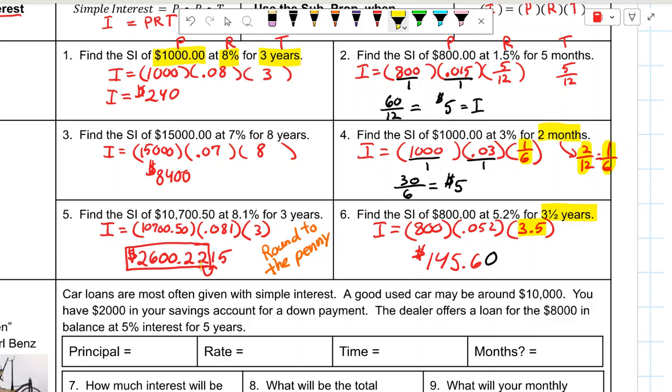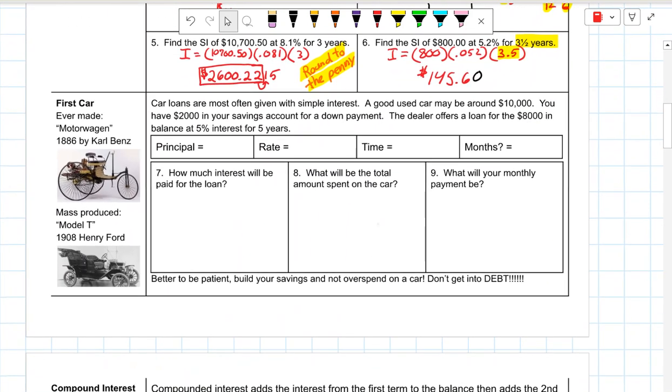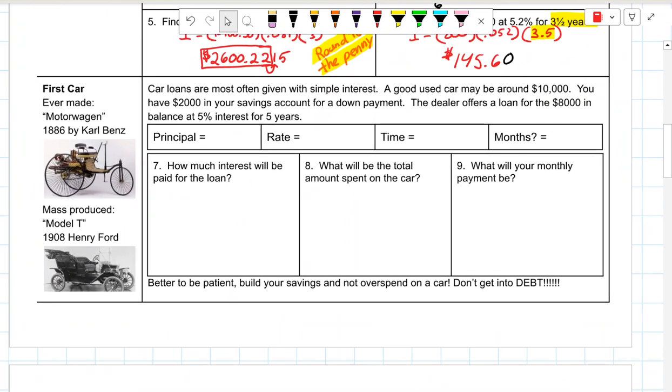And then finally over here, when you have an opportunity to round, which we didn't here, you need to check, always round to the penny spot. All right, let's go down here and look at why simple interest is important.